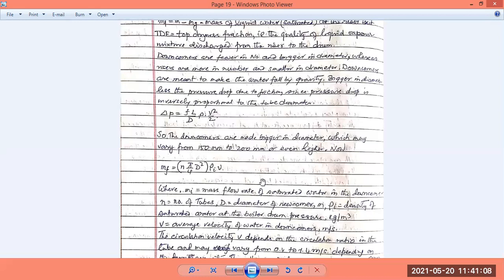The diameter is 150 millimeter or higher. It is MF, not MI. MF is the mass flow rate of saturated water in the downcomer, and D and rho F, where rho F is the density of the saturated water. So the downcomers are now bigger. MF, delta P, and V squared by 2.